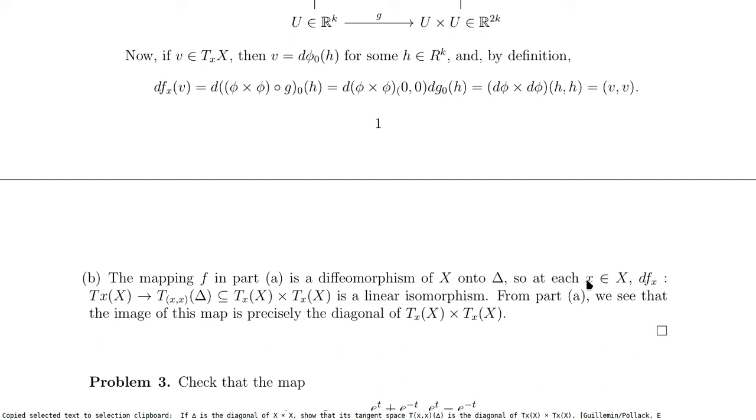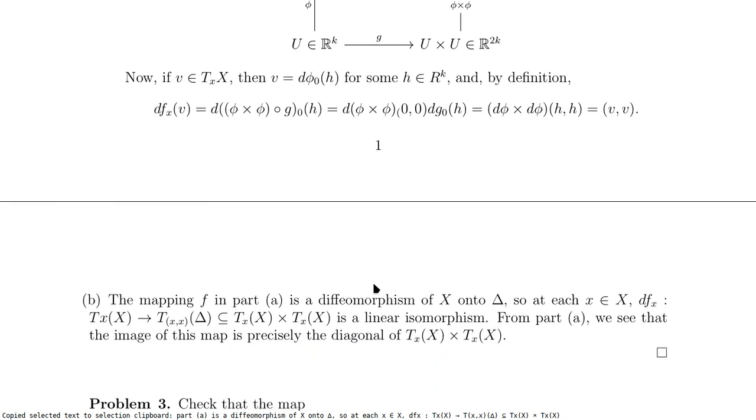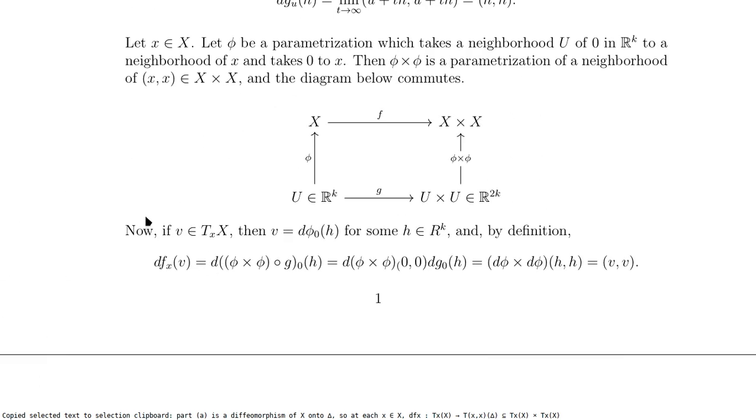You take df_x from the tangent space at point x to the tangent space of the diagonal at x, comma x. That's going to be a subset of this. We said this is a linear isomorphism, because you have the diffeomorphism. And from part A, we see that the image of this map is precisely going to be the diagonal because of all this stuff.